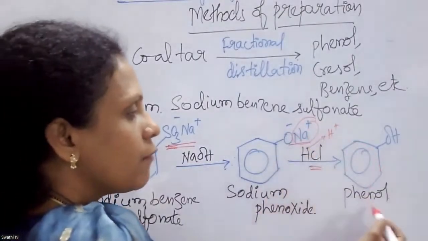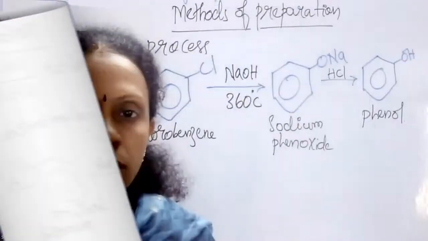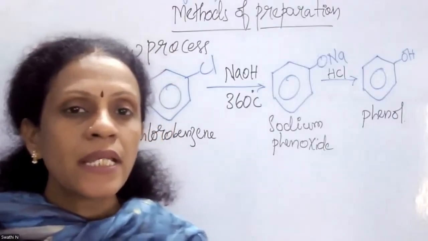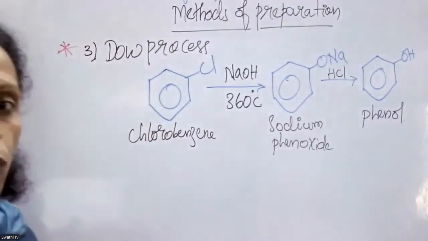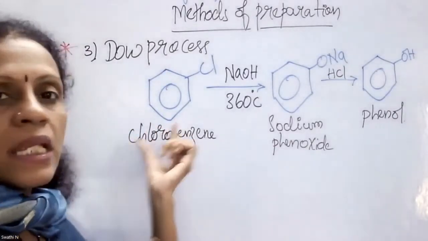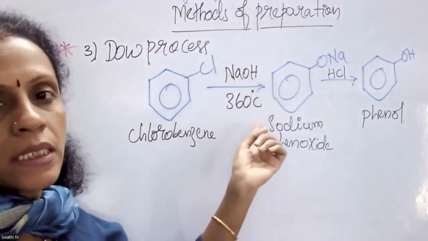So that is how finally we get phenol as the product. The next important method is one of the laboratory methods, which is known as Dow process. In this, chlorobenzene is treated with sodium hydroxide at 360 degrees.